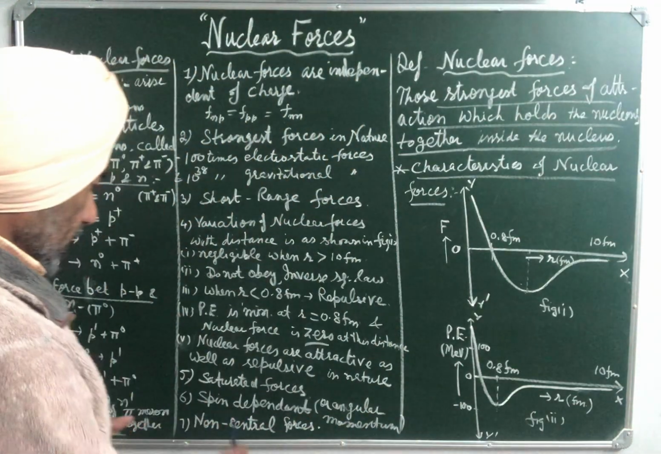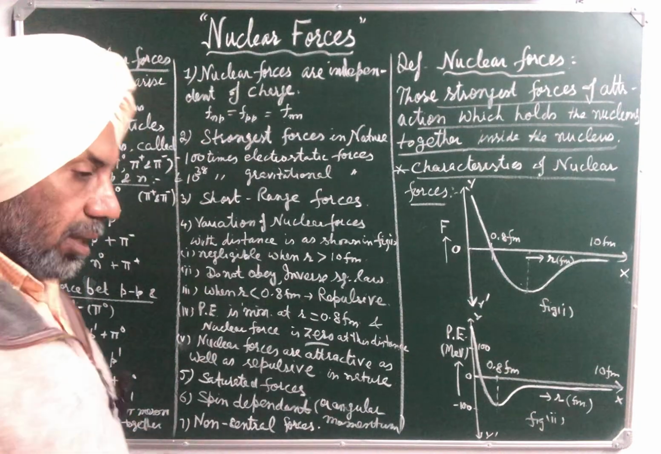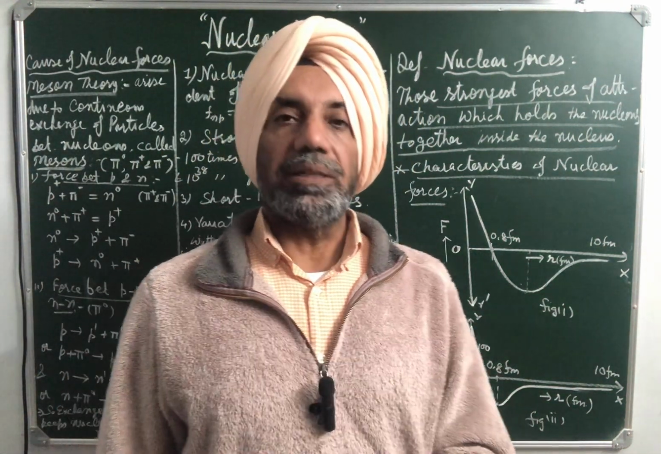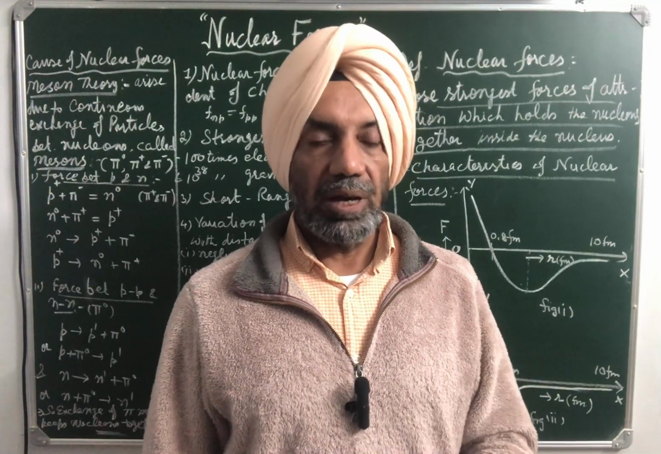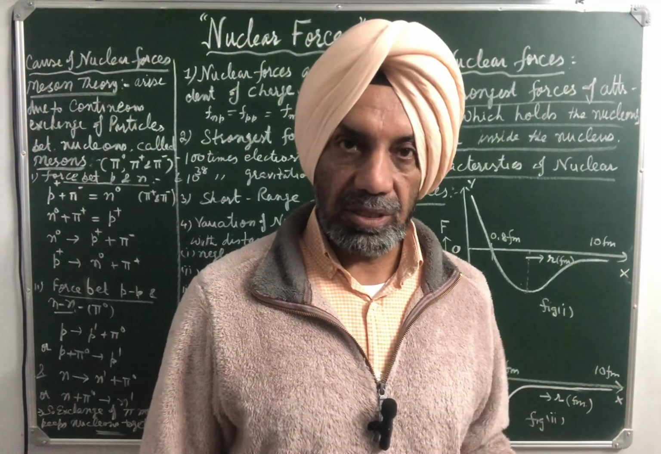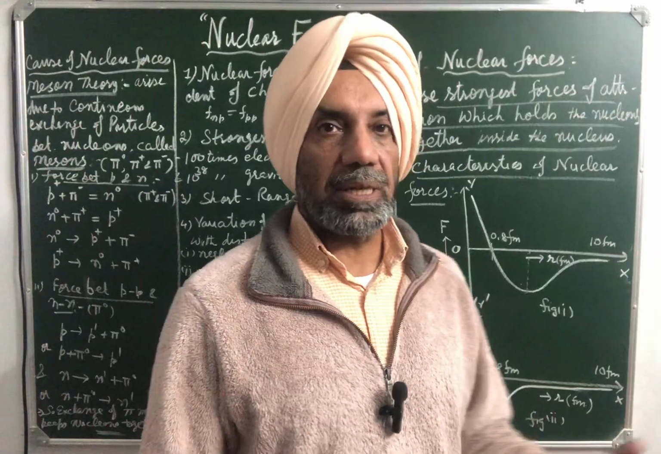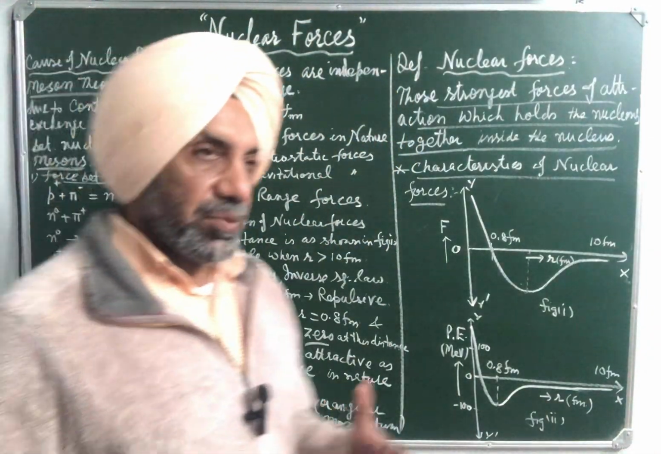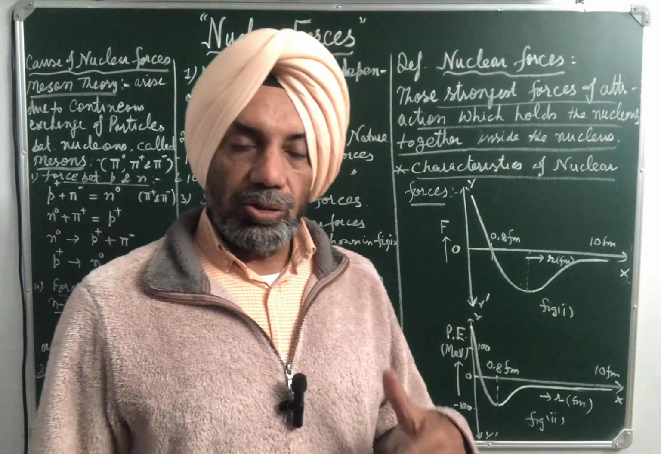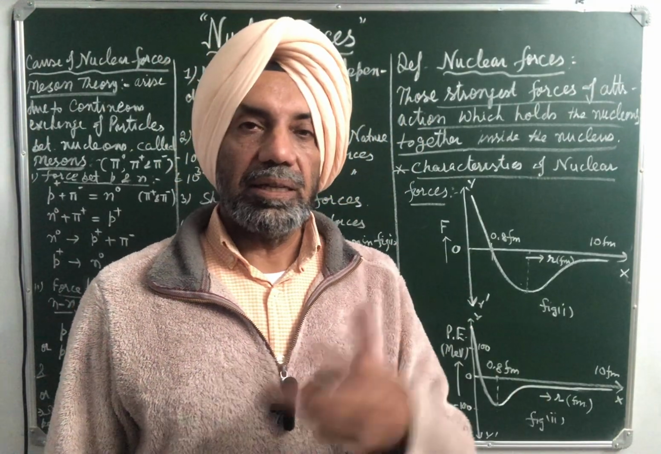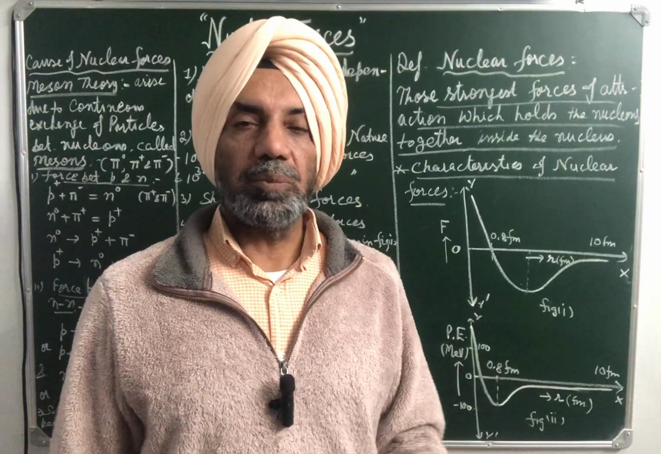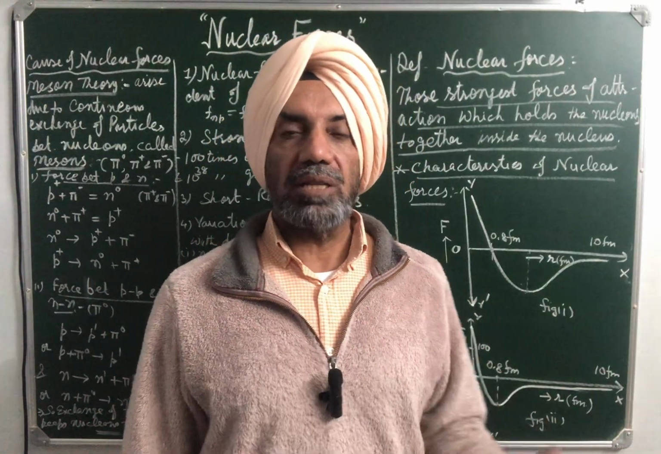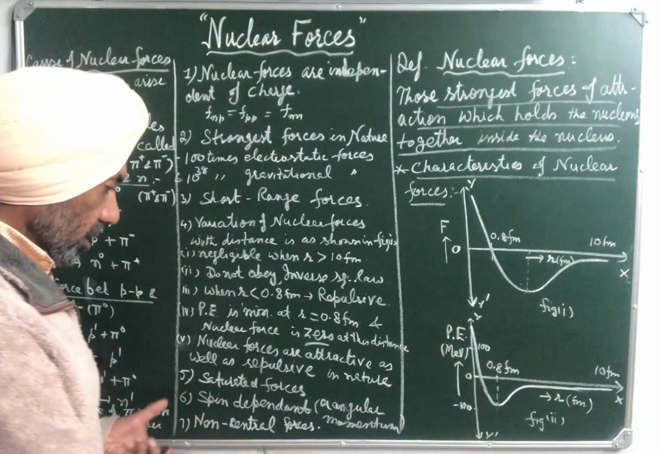Nuclear forces are saturated forces because each nucleon interacts with nearest neighbors only, not with all nuclei inside the nucleus. So it interacts with nearest neighbors. This means nuclear forces are saturated forces. That's why spherical symmetry of the nucleus is not possible. It is asymmetric.